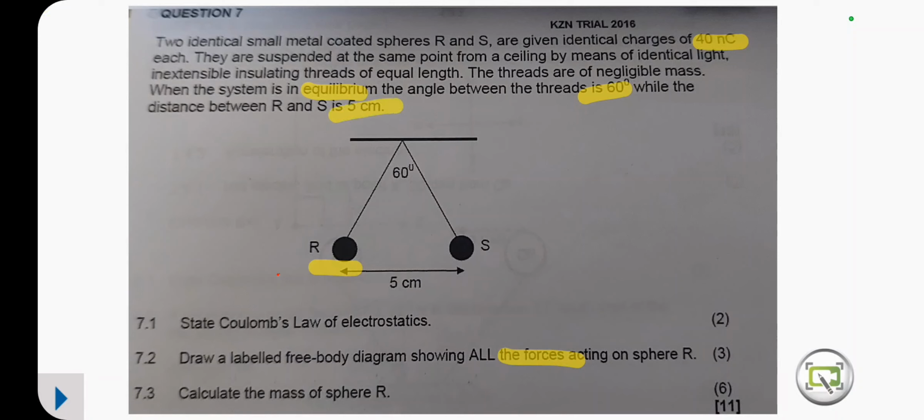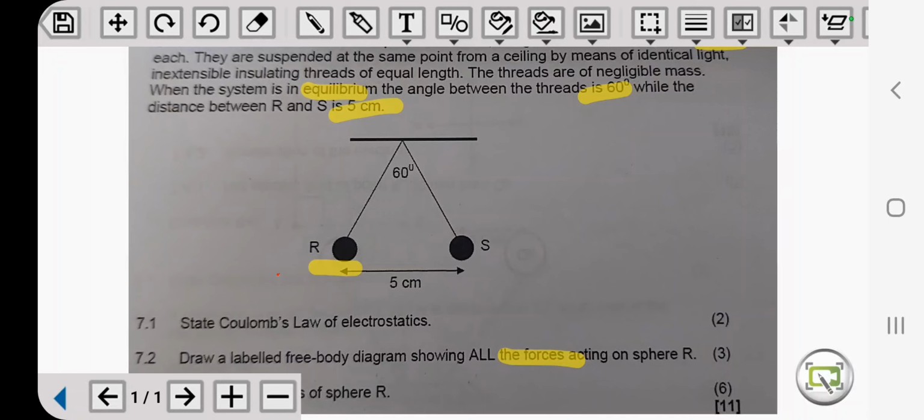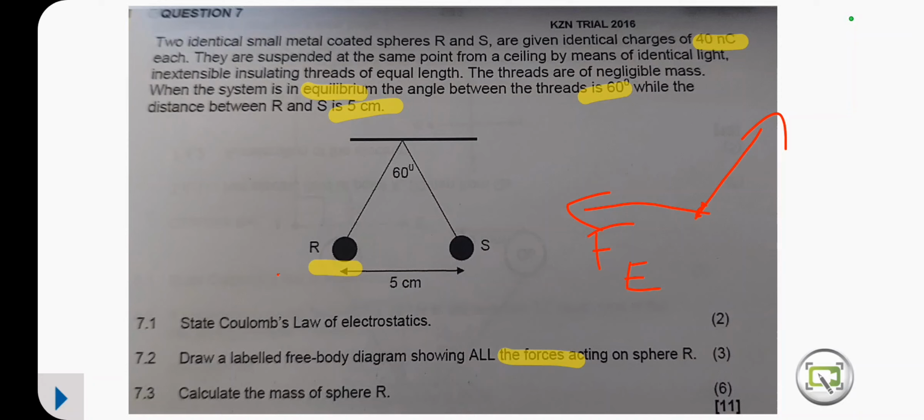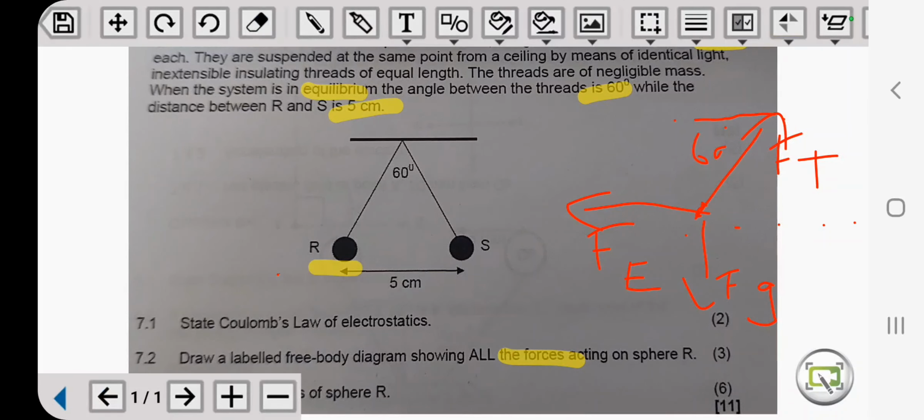centimeters. Now, first of all, they need us to draw a free body diagram. So let's go and do that. So we have FE. In other words, the force between R and S will be our electrostatic force. There you go. We have the tension, which is at 60 degrees there. And we have gravity. There you go.